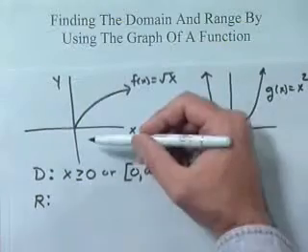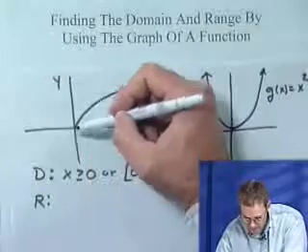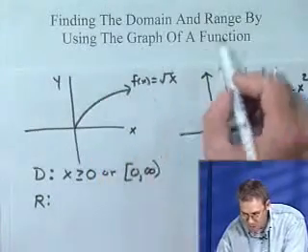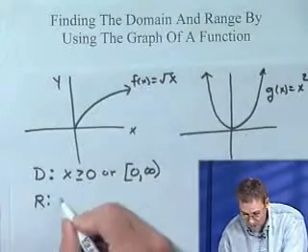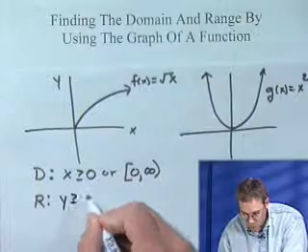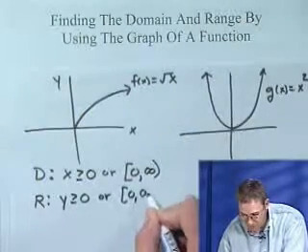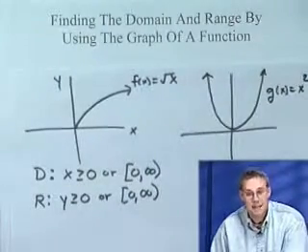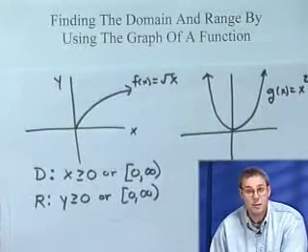remember the range is the y values. Okay? Now the lowest y value that we have is 0. And notice this arrow is going to go on forever. So the highest y value will be positive infinity. So the range is y values that are greater than or equal to 0 or 0 to infinity. Now notice the domain and range were the same. That's purely coincidental. Okay? This is not always going to be true.